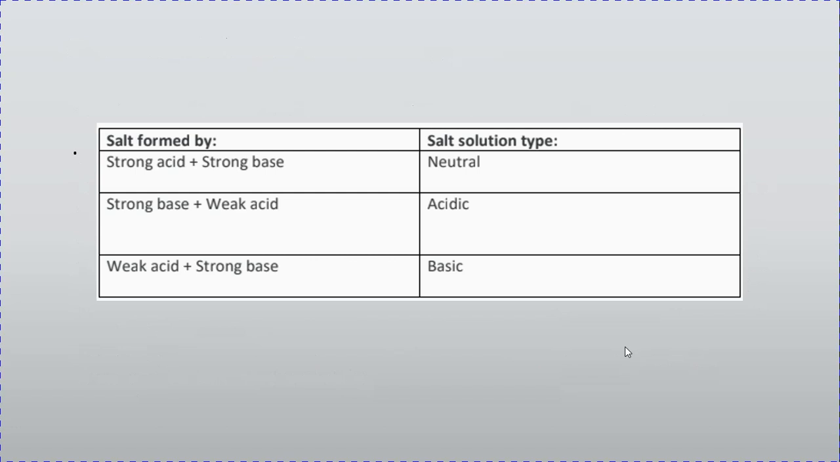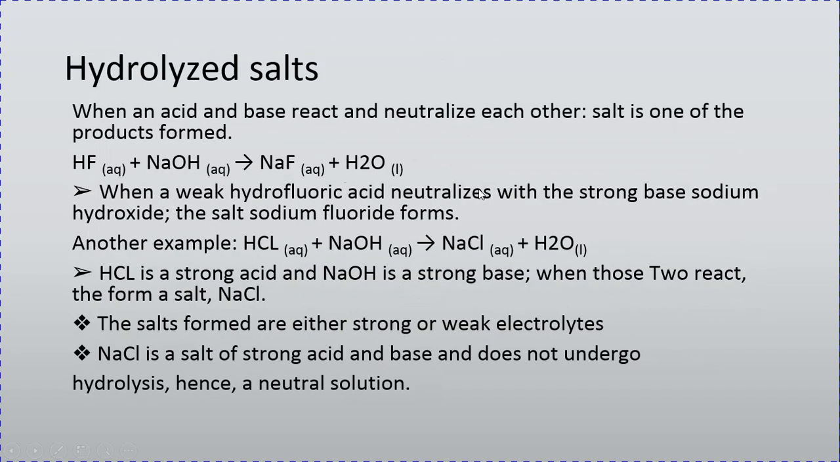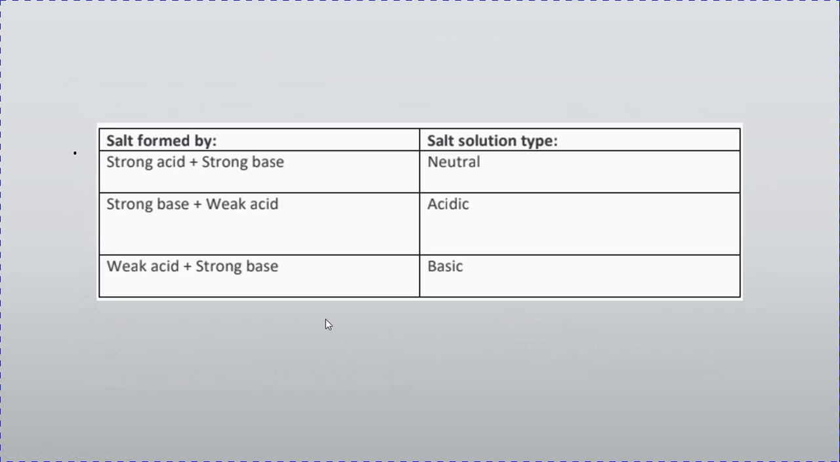Okay, there are two types of salt formed by a strong acid and a strong base. It gives a neutral solution. Like you saw in the previous example, where a strong acid, hydrochloric acid, and a strong base, sodium hydroxide, formed a neutral solution.